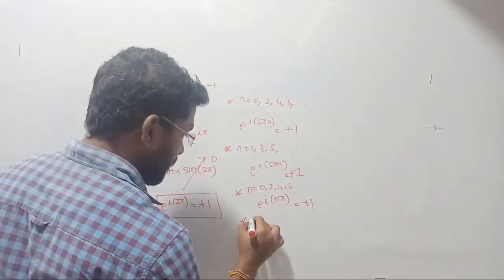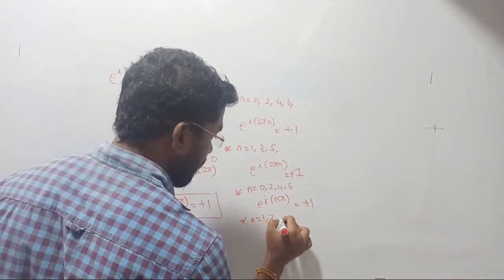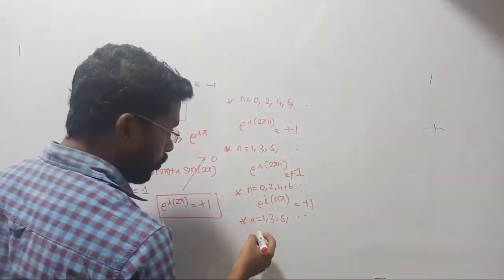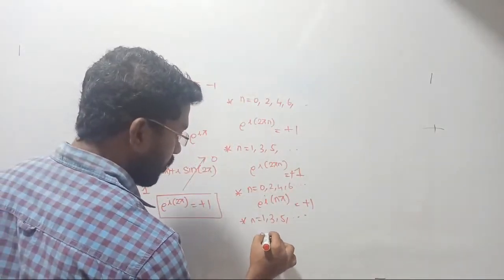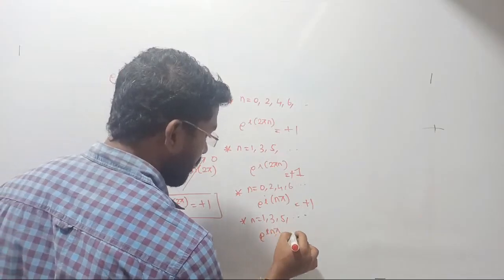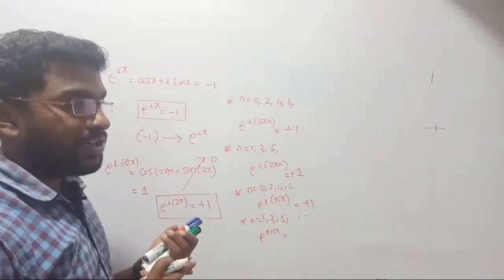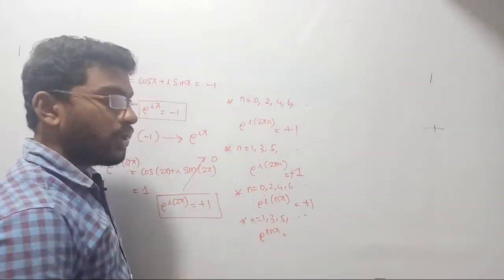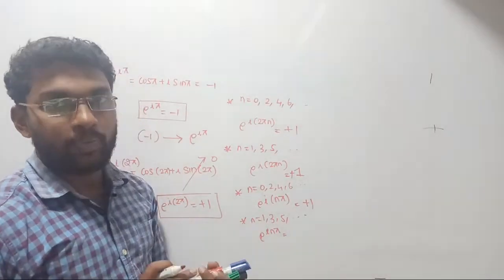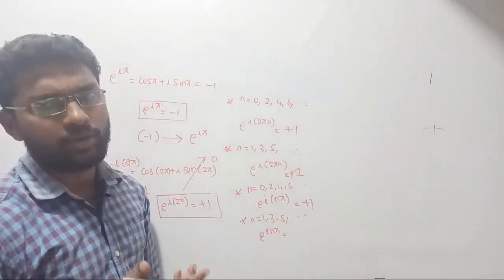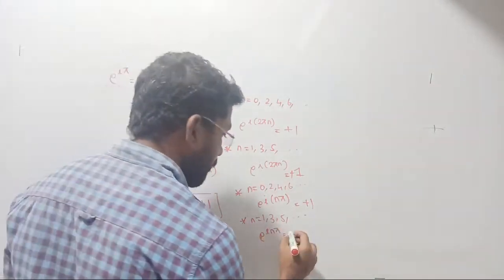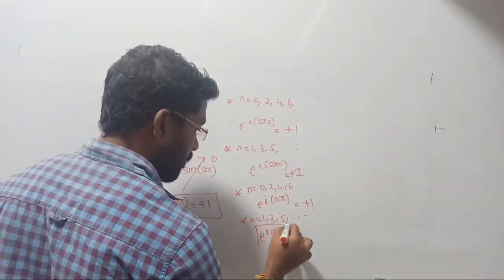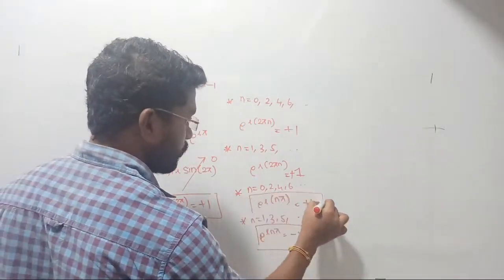Now, let us consider n equal to odd values like 1, 3, 5, etc. If I do the same thing now, what are we going to get? e power nπ, such that n equal to 1. We are going to get cos π plus i sin π. Sin π is 0, but cos π equals minus 1. Put 3, n equal to 3, cos 3π plus i sin 3π. Sin 3π is 0, cos 3π is minus 1, so it will always be equal to minus 1, right?